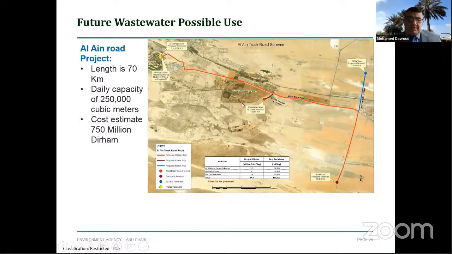So by pumping this 250,000 cubic meters of treated wastewater, I am actually replenishing the aquifer, and I am preserving the investment in these farms in this area, and also I am helping the aquifer to recover and to enhance the situation in the future.